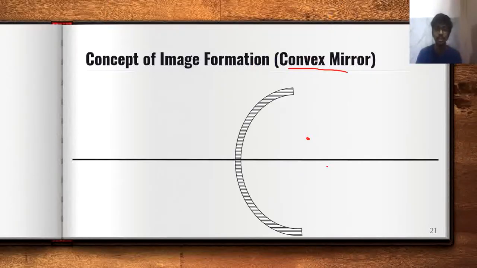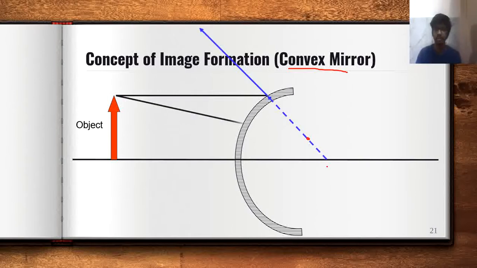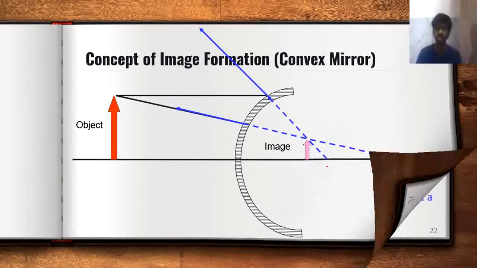In this example, the reflected rays are actually not intersecting. But if we extend them, then we find an intersection point. That means we have to extend the reflected rays in the opposite direction, and that is nothing but a virtual point of intersection. That is the virtual intersection. So that's why the image formation is called virtual. Actually, there is no real intersection. We are extending in the opposite direction so that we can get an intersection point.